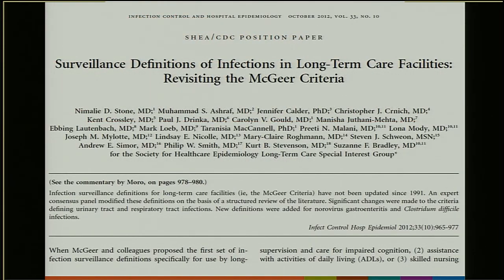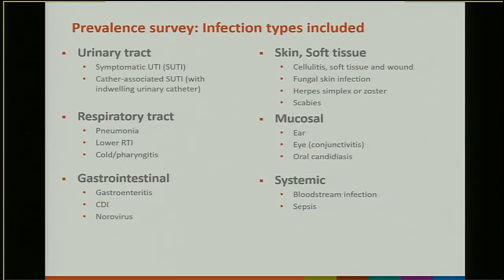This is a screenshot of that paper that was published in the journal Infection Control and Hospital Epidemiology in October 2012. I suspect that many of you are familiar with these definitions. The original McGeer criteria have been around for a very long time and are commonly used for infection surveillance in nursing homes. The revised definitions were published in 2012, and these are the definitions that we elected to use for the point prevalence survey.